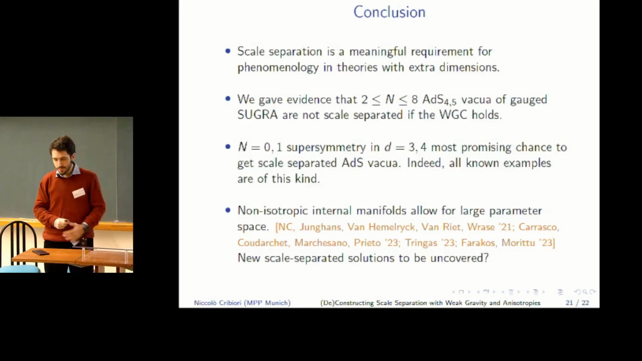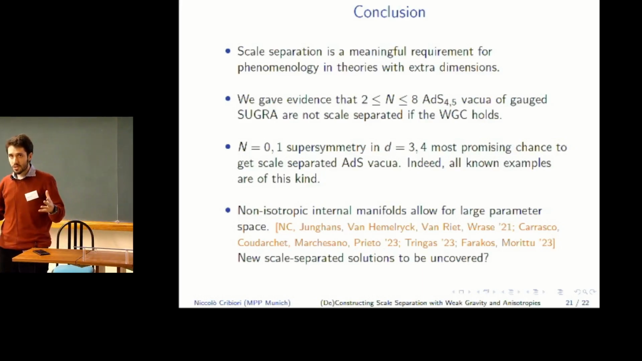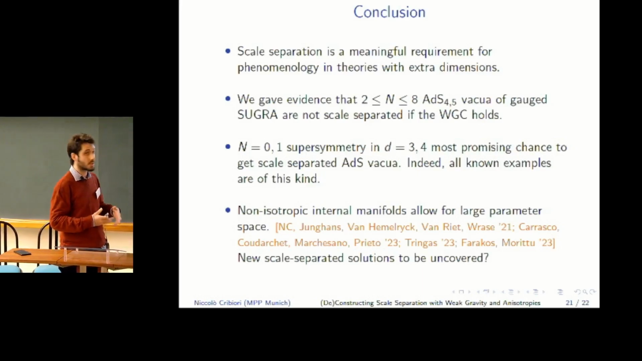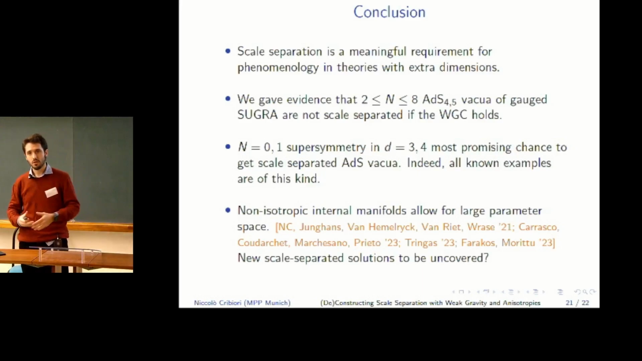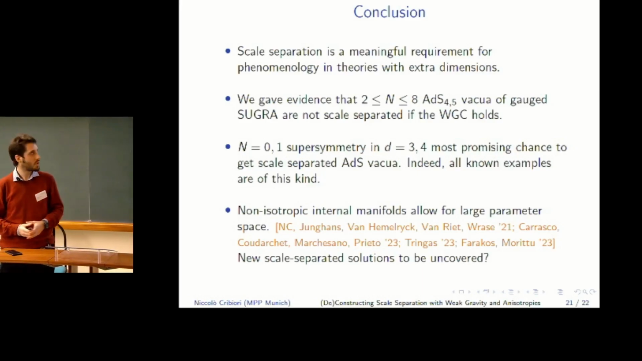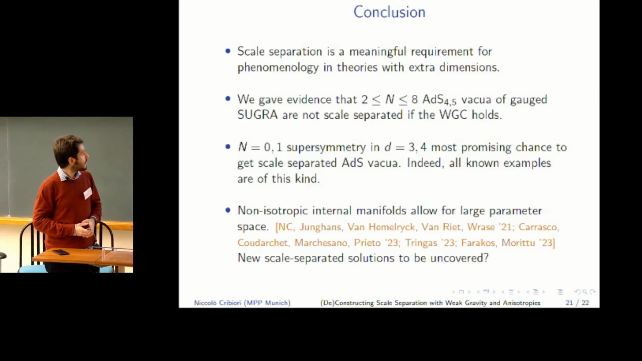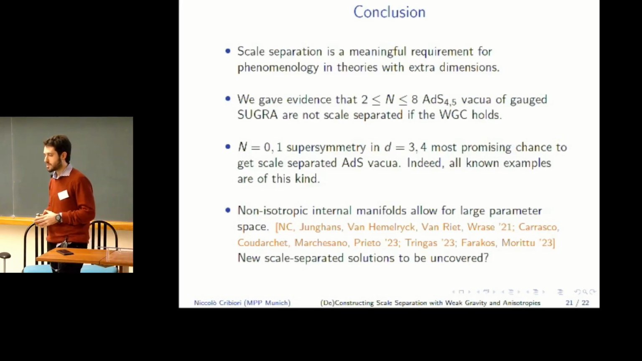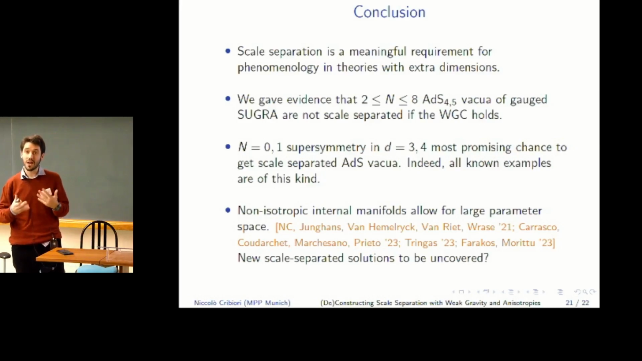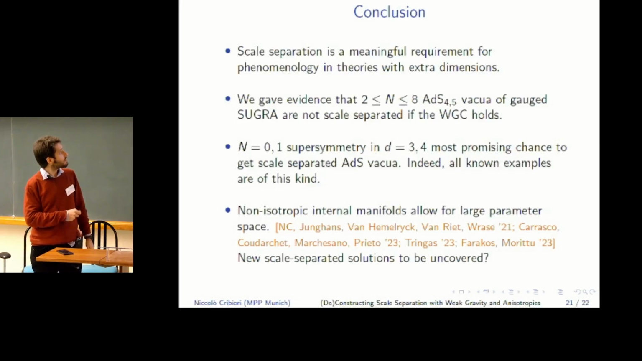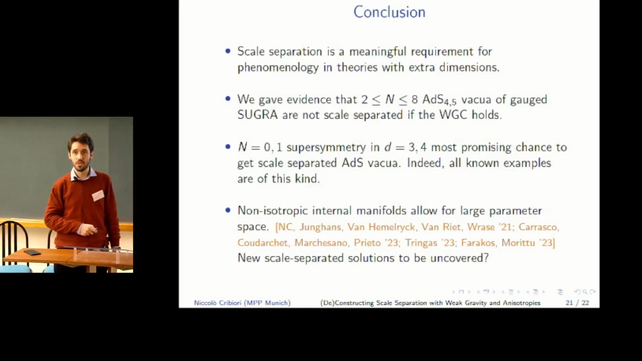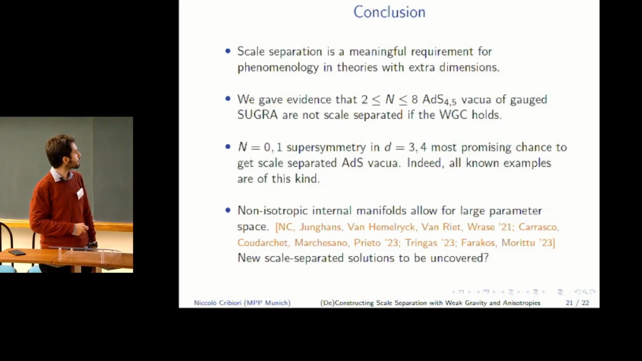Let me conclude. Scale separation, I think, is a meaningful property to demand for string compactification or for string phenomenology. It's not the only way to go, but it is a meaningful way, at least. It's a meaningful assumption. And we gave evidence, purely from supergravity, that scale-separated vacua, if they exist, are probably in a region with few supercharges, or something is going on with the weak gravity conjecture that we still have to understand in anti-de Sitter space.